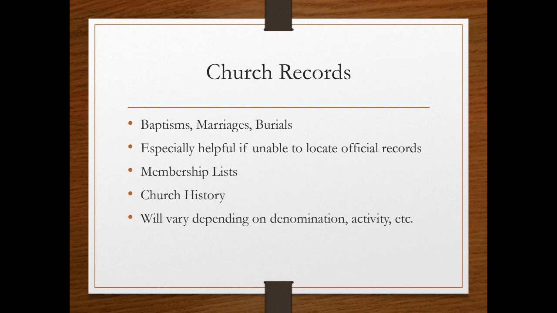So be very aware that locating church records can sometimes be helpful, especially if you're trying to prove a marriage happened, but you can't find the official record saying it did. Church records can also have things like membership lists, so if you want to see if somebody was a member of the church. Church histories can be interesting. But again, the availability of all these different types of records will depend on the denomination of the church, how active the church was, who did the record keeping, whether there were any disasters, whether the church records have been lost, and whether the church is still active. It very much depends.